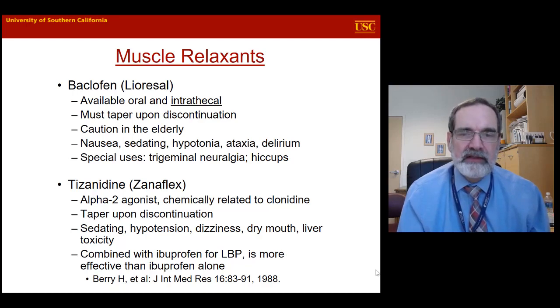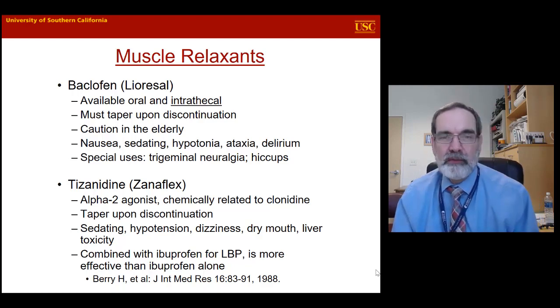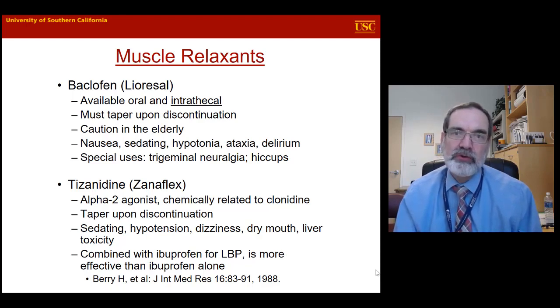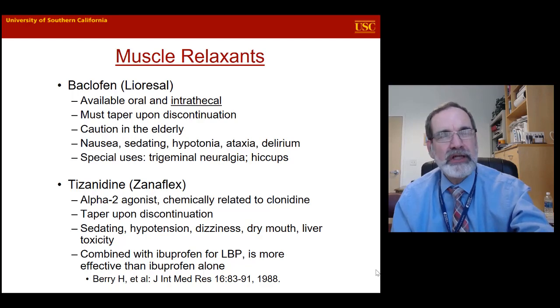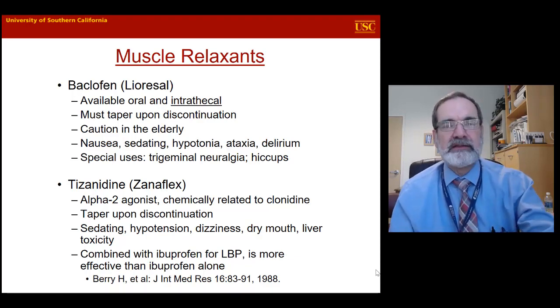If tizanidine is given in combination with ibuprofen for the treatment of low back pain, that treatment is more effective than just treating with ibuprofen alone. So it does seem to have some utility in the treatment of low back pain. And in general, low back pain is one of the areas where we see more evidence that muscle relaxants have a role.